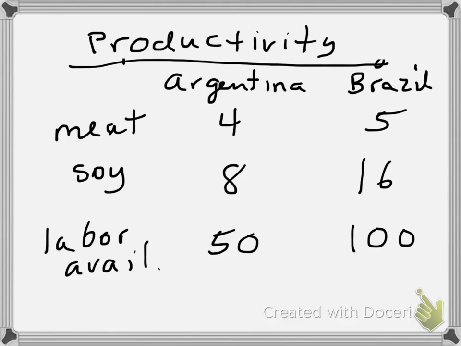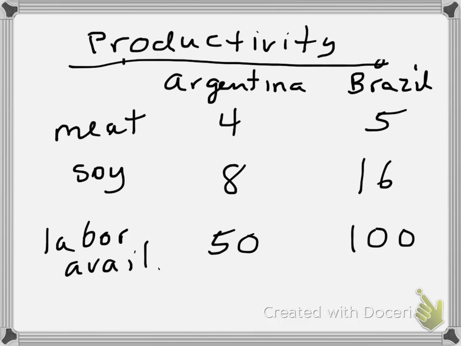So we're going to do the comparative advantage model and use some simple numbers to illustrate the principle of comparative advantage, absolute advantage, and gains from trade. So we have here two countries, Argentina and Brazil, that produce two products, meat and soybeans. And the numbers here are the amount that one worker can produce.